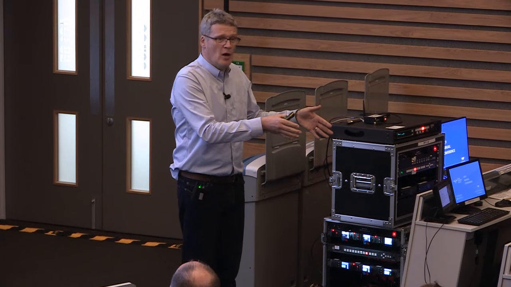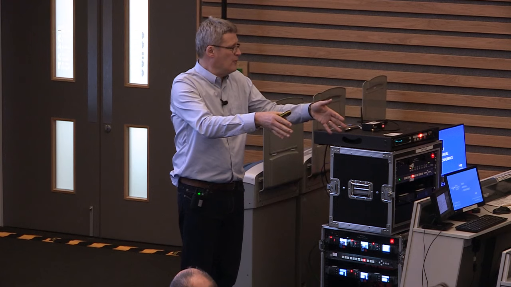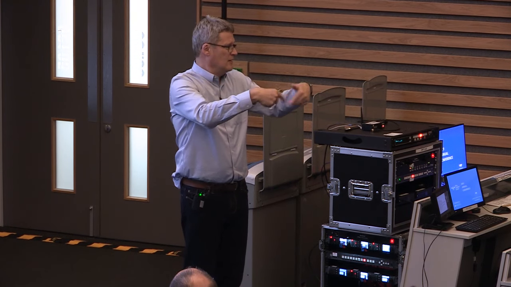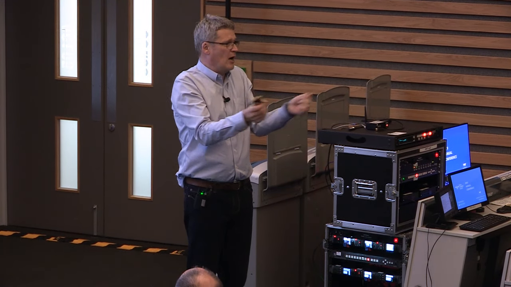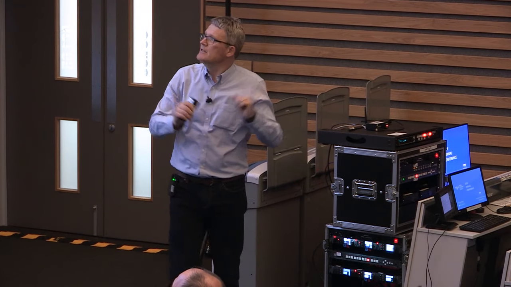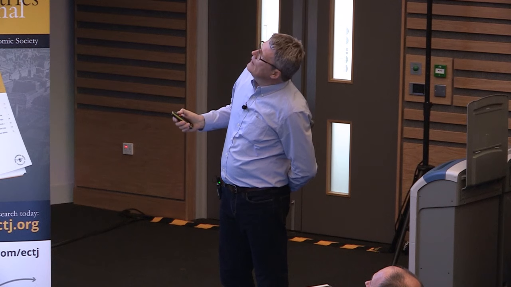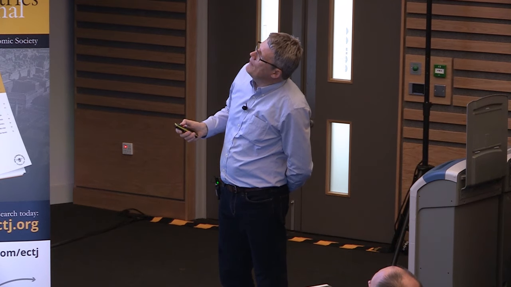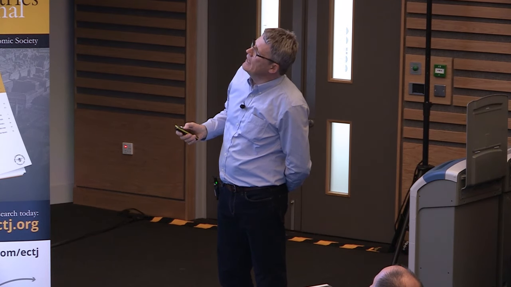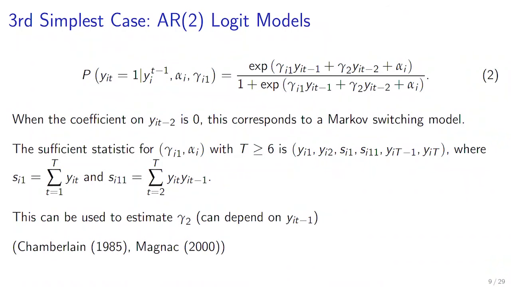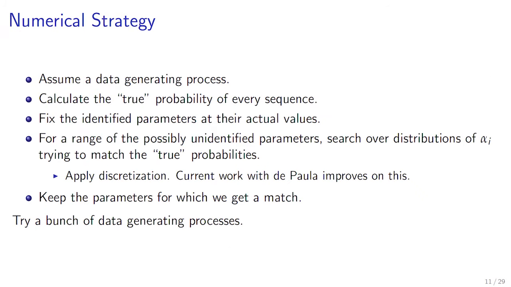If you have a binary choice model and you have 6 time periods, then there are 2 to the 6 different sequences you observe. We can calculate the probability of each of them given our data generating process. Then I'm going to say, well, some of the parameters of the model we can identify, like if you have 6 time periods, then we know gamma 2 is identified, so we can consider that known.